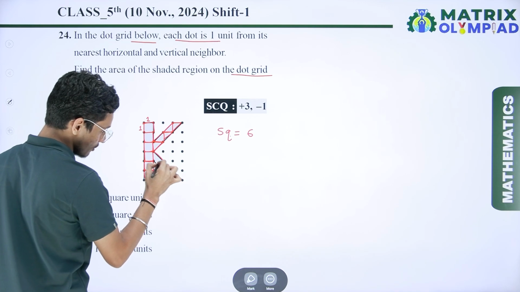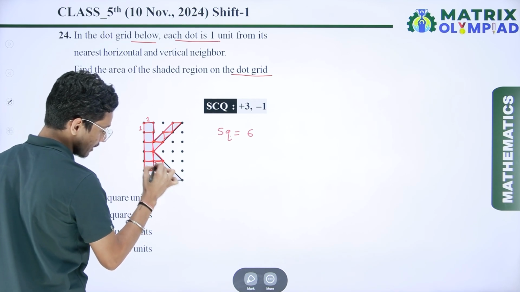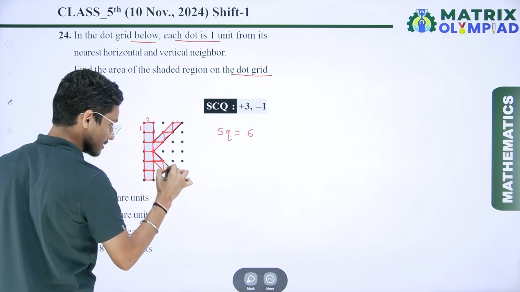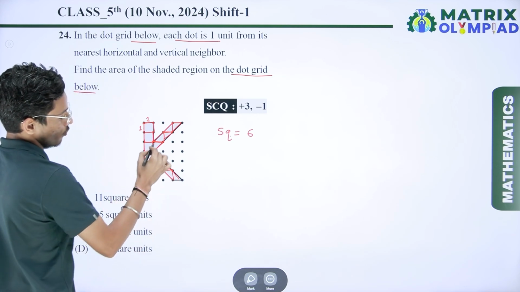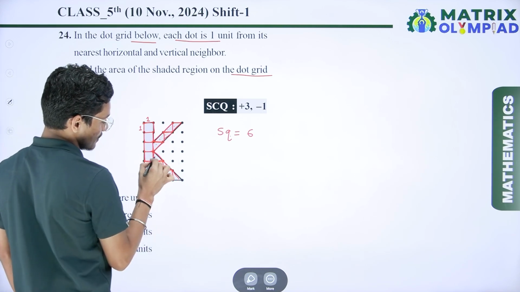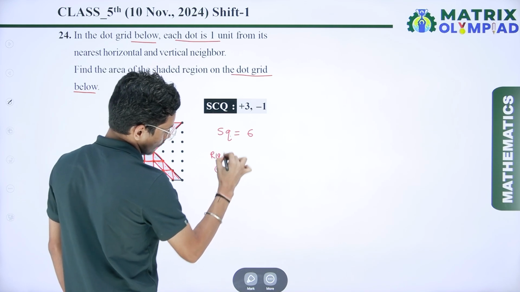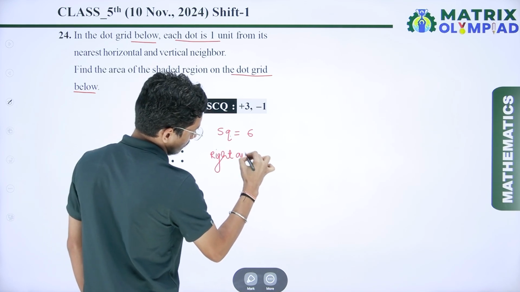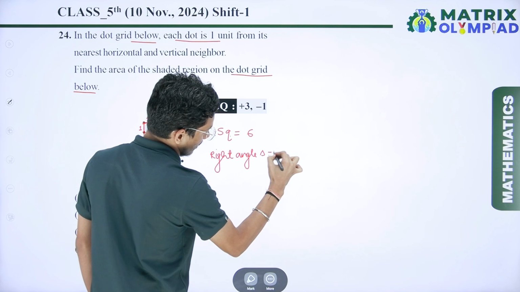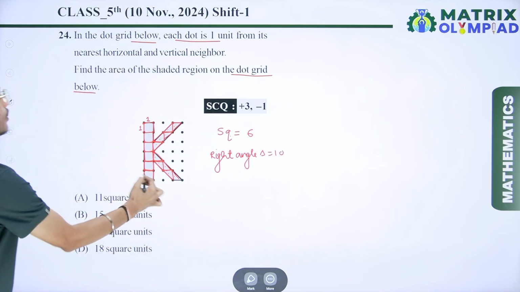If I talk about the here, this one is a right angle triangle, again this one is a right angle triangle, this one is a right angle triangle, and this is also a right angle triangle, and this one. So 1, 2, 3, 4, 5, 6, 7, 8, 9, 10. So here the right angle triangles we have given, that is 10. So we have to find the area of the shaded region.